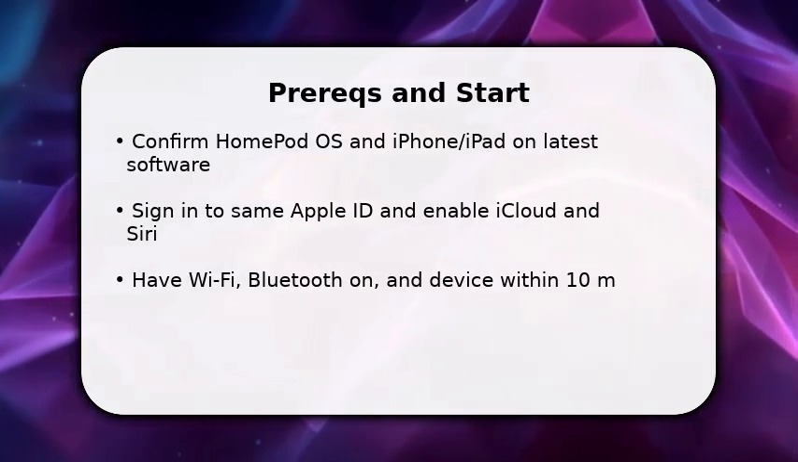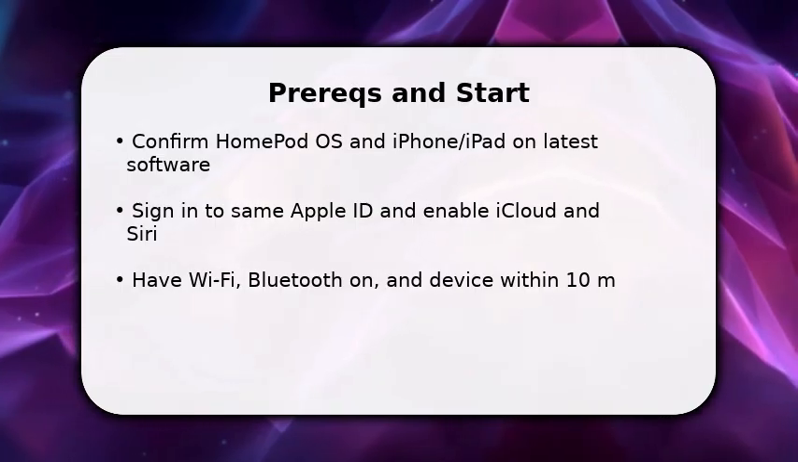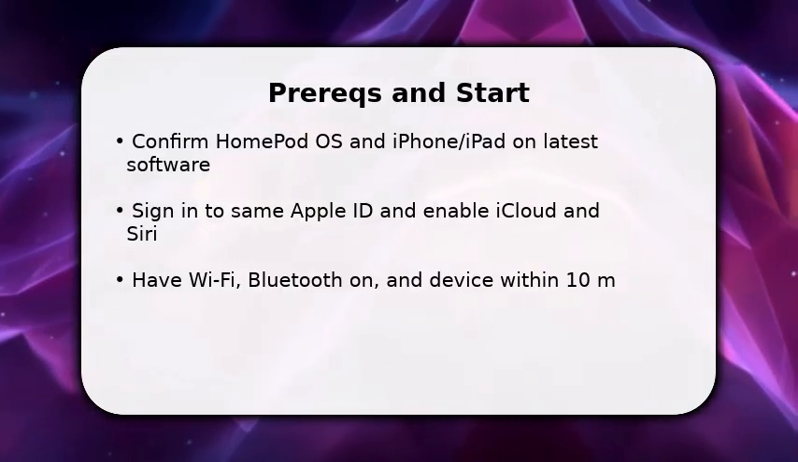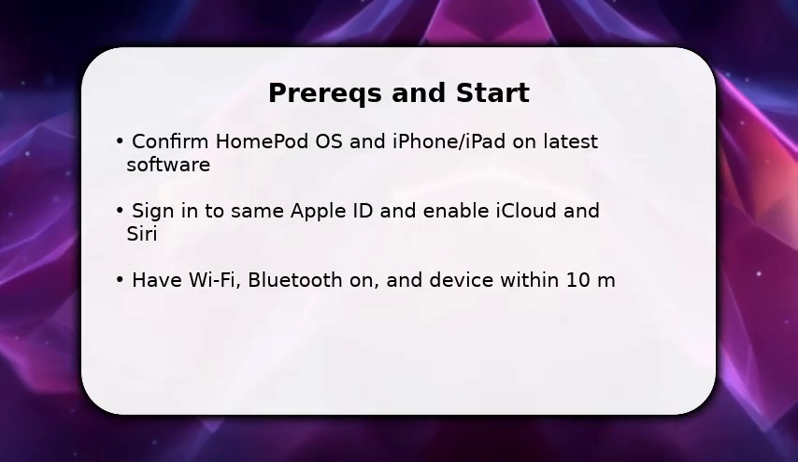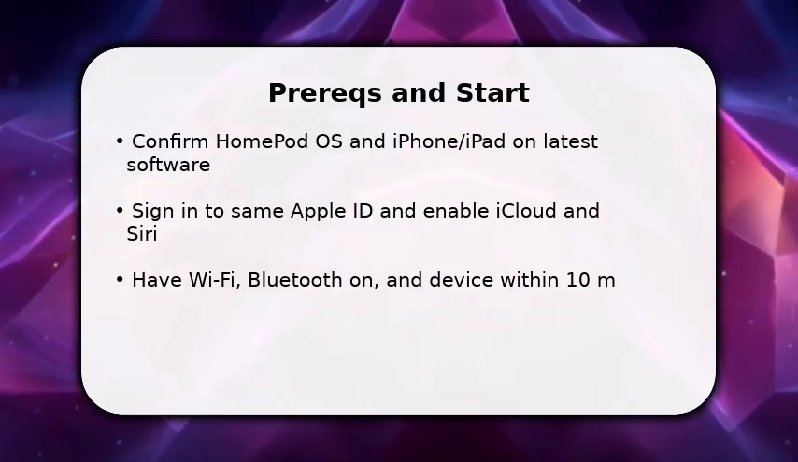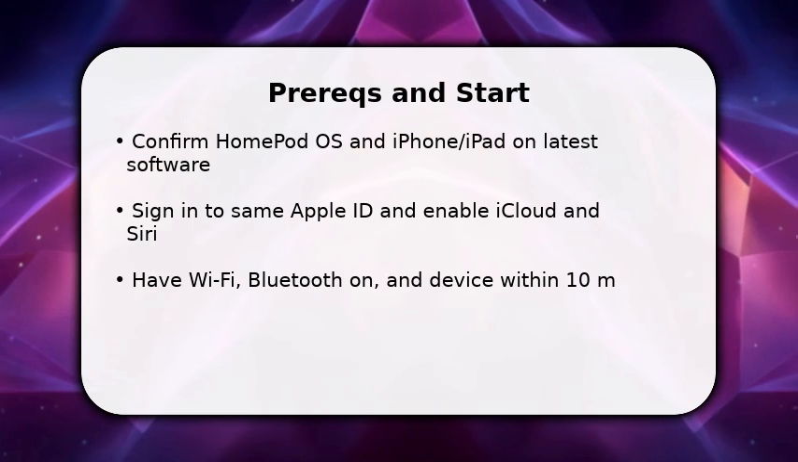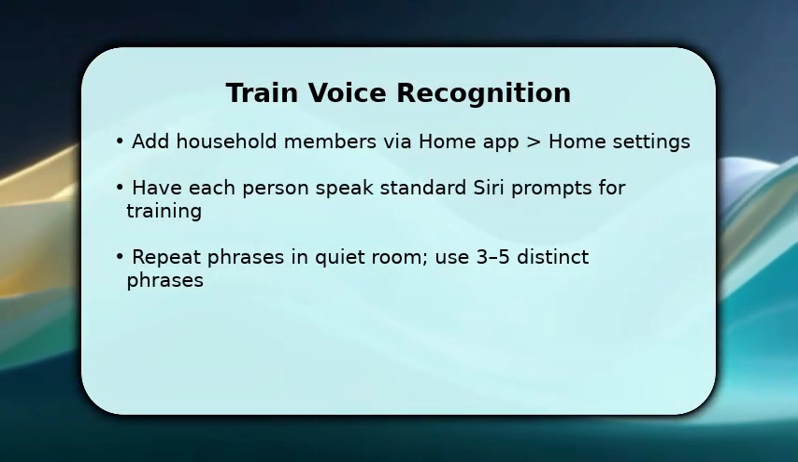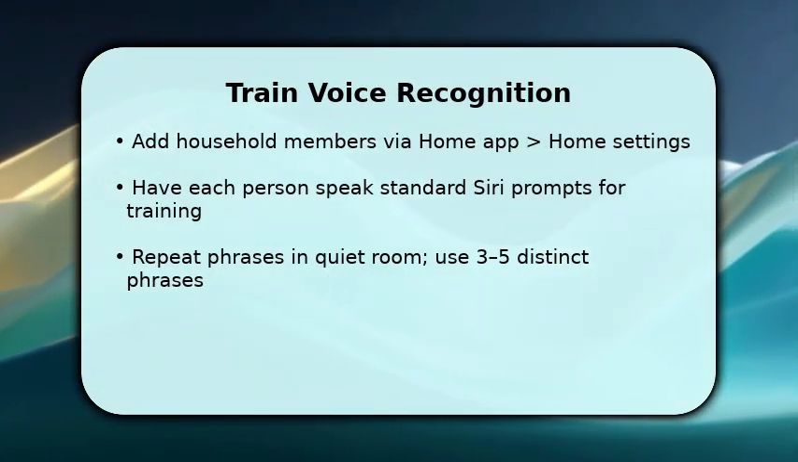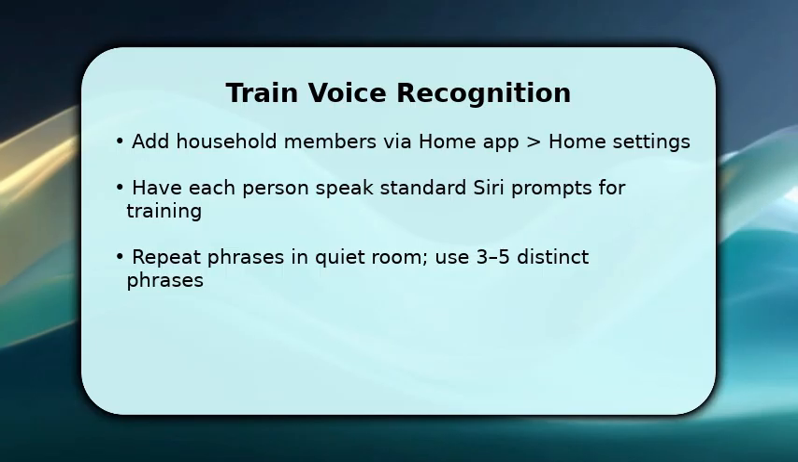Make sure Siri is enabled on your iPhone so the Home app shows the correct options. Now tap Recognize Voices to begin adding people and training voice profiles. Next, add users in Home settings and invite them to the Home. Once they accept, have each person stand near the HomePod and speak the prompt Siri provides.